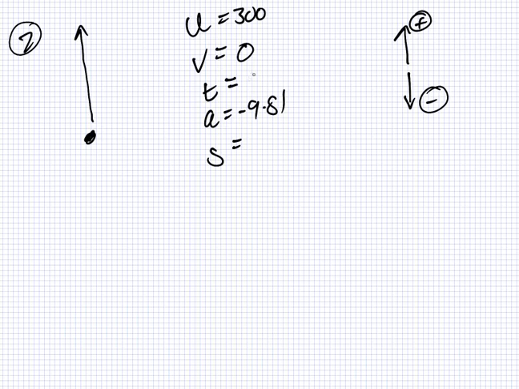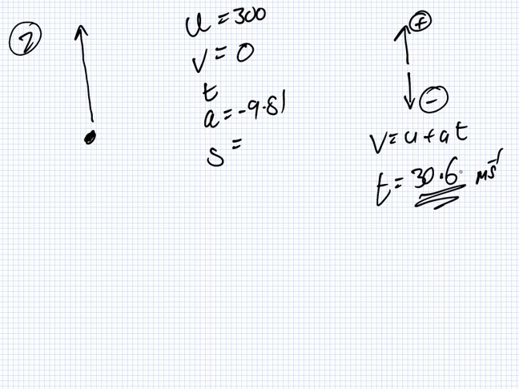A bullet is fired vertically upwards at a speed of 300, and the terminal velocity of the bullet is 150. How long until the bullet hits the ground? Hint: ignore the drag on the way up.